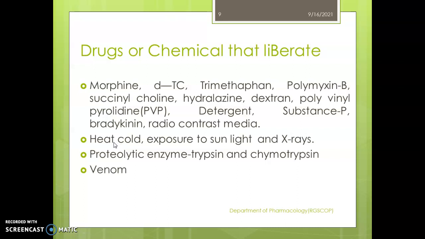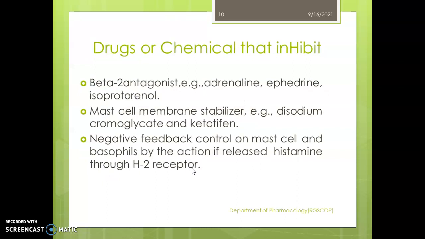Then heat, cold, exposure to sunlight and X-rays also cause liberation of histamine. Proteolytic enzymes trypsin and chymotrypsin, as well as venom, are also involved in the liberation of histamine. Now next are the drugs or chemicals that inhibit. Beta 2 agonists, mostly the bronchodilators, for example adrenaline, ephedrine, isoproterenol, are agents that inhibit mast cell histamine release.